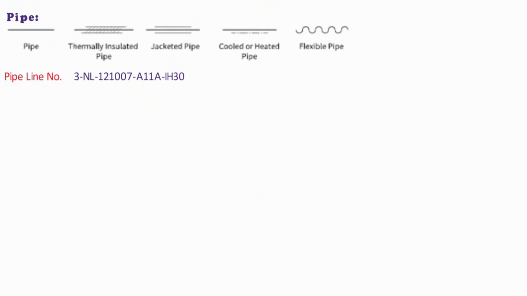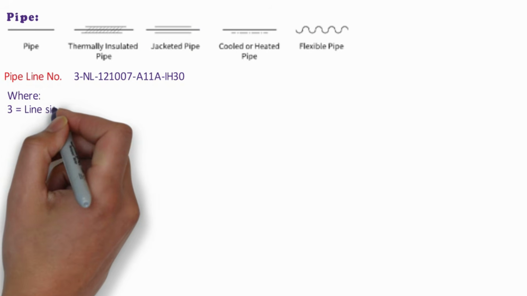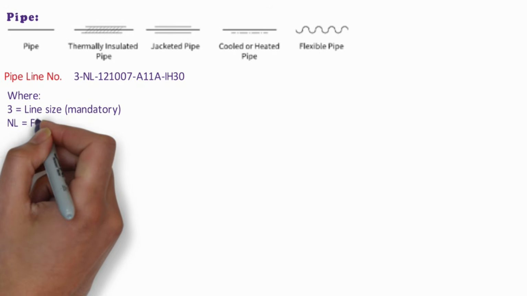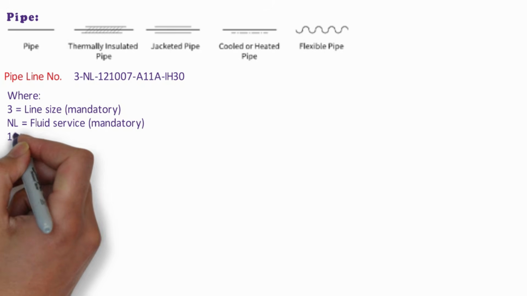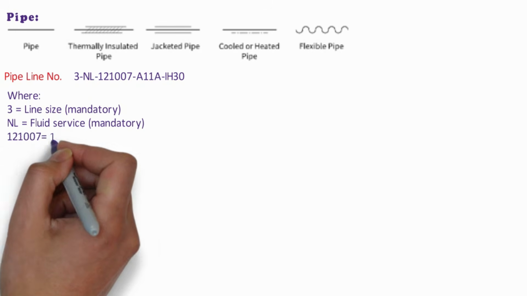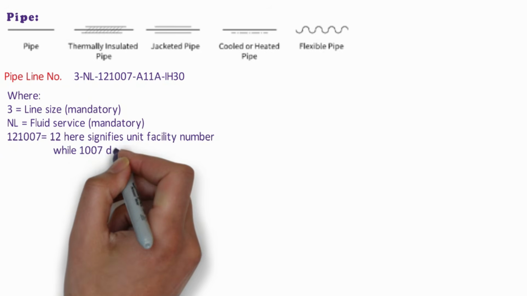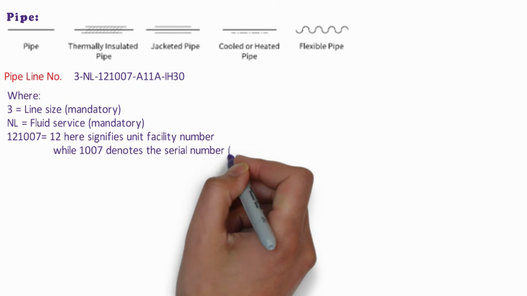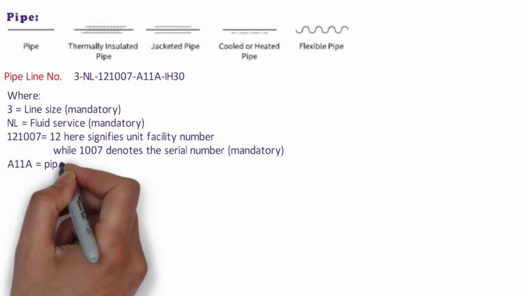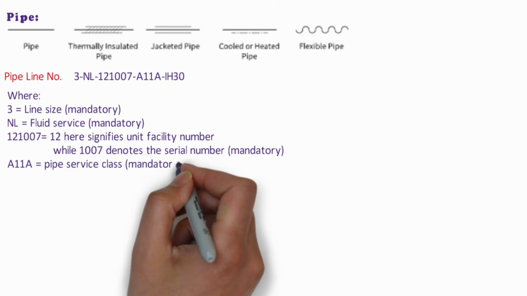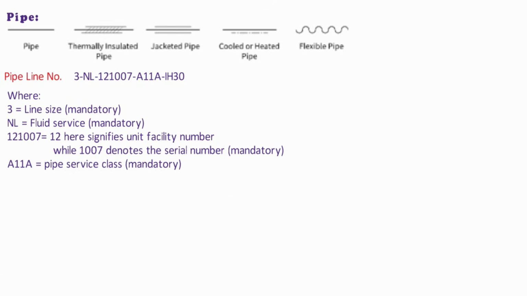-NL-121007-A11A-1H30. Now each of these components or parts has its own significance in the line number. Like 3 inch denotes the line size, which is mandatory. NL represents the fluid service. Next is 121007. Here 12 signifies the unit facility number, while 1007 denotes the serial number. This is mandatory. Now A11A represents the pipe service class. It is also mandatory, but again it depends on the project.